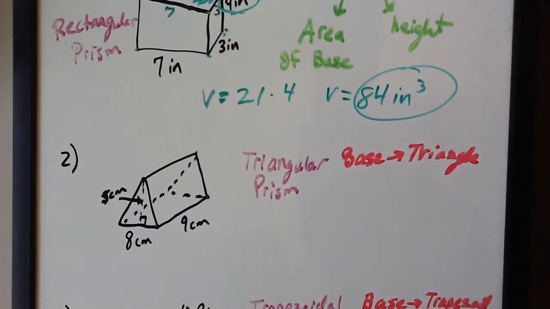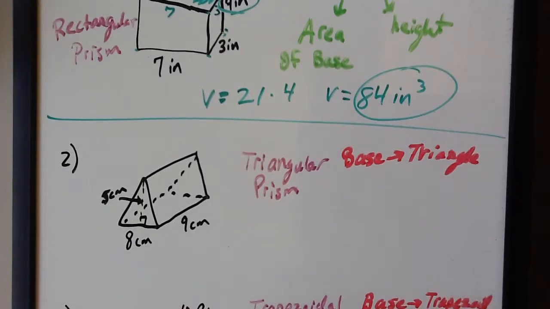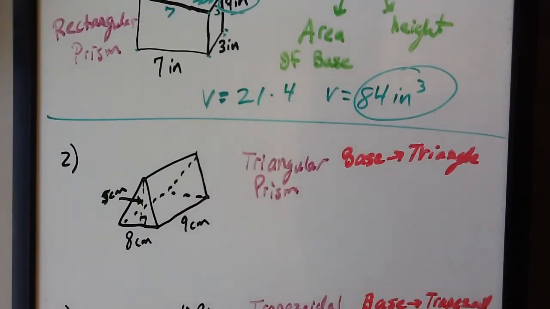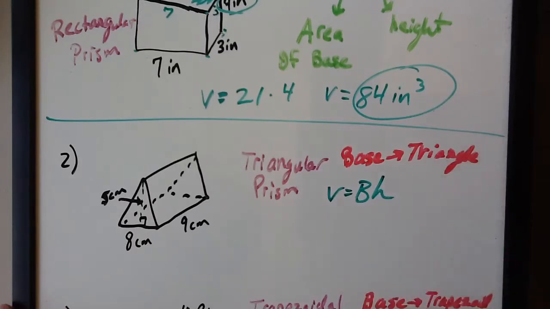Second, let's find the volume of a triangular prism. Okay, so here's number 2 on 9.5 worksheet AB. Remember, if you have a triangular prism, the base is the triangle. Okay, it's not the rectangle on the bottom, it is the triangle. That's very important to keep in mind. Okay, so we're still using volume equals area of the base times the height.